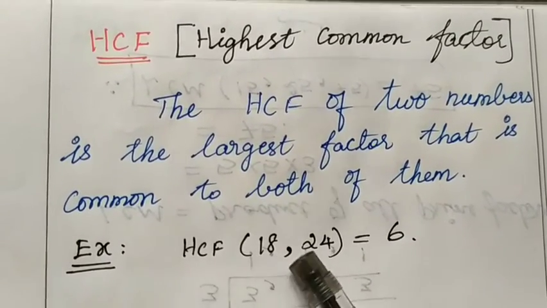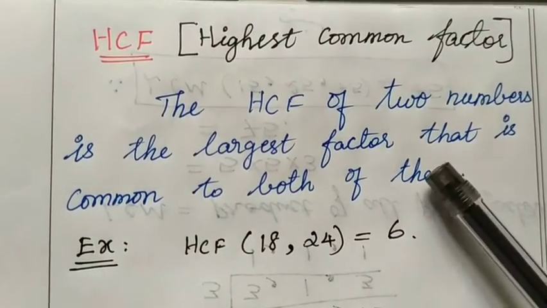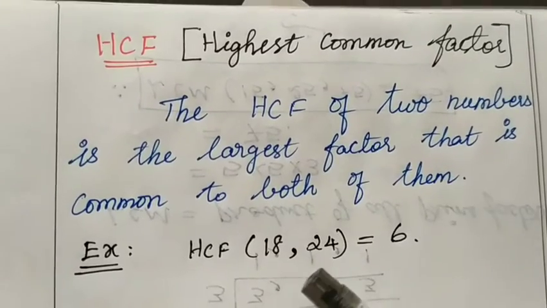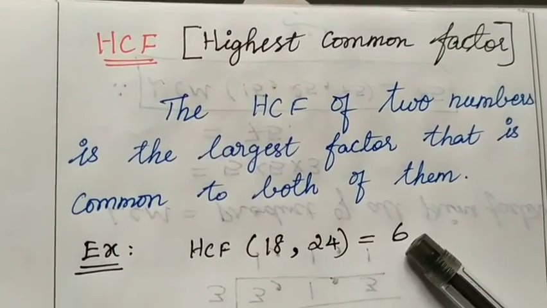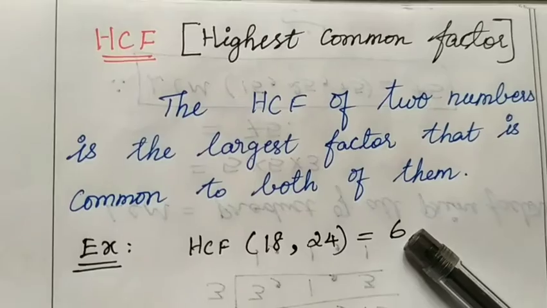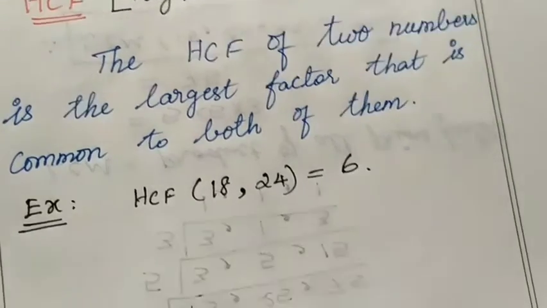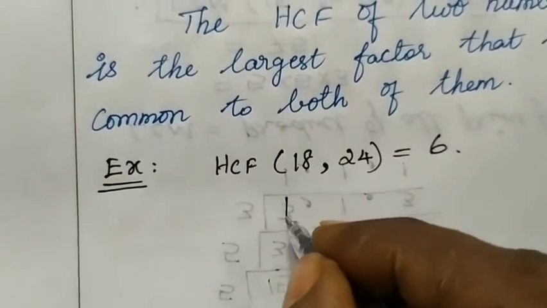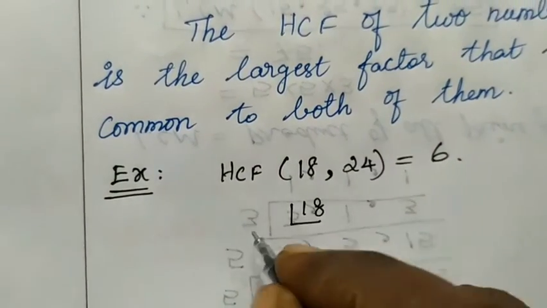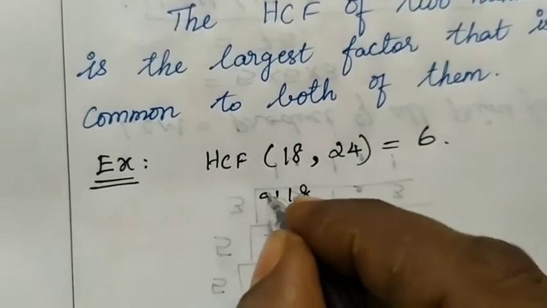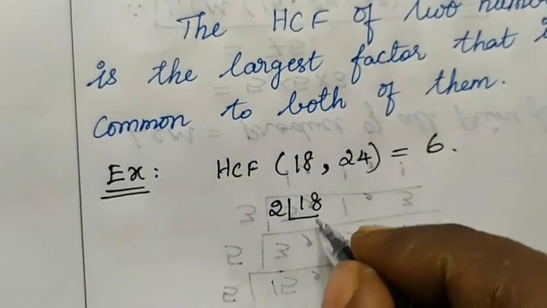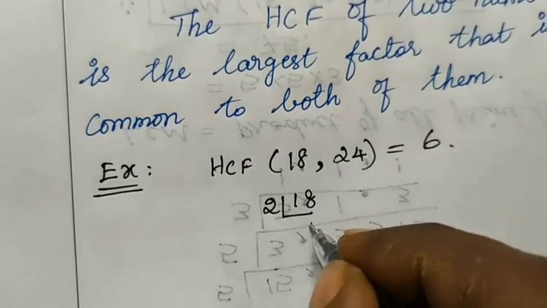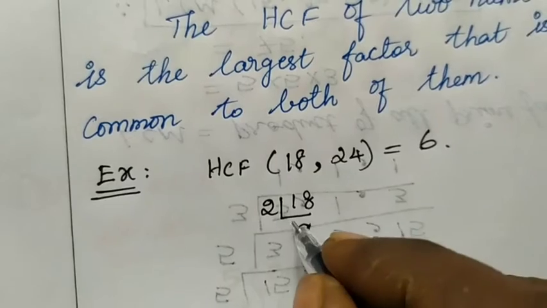HCF of 18 comma 24. I already taught you yesterday; yesterday for 18 comma 24 we got the number 6. Once again I tell you how we find the factors for these numbers. First we take the number 18. The 18 comes in the 2 table. How many times? 9 times. 9 2s are 18.